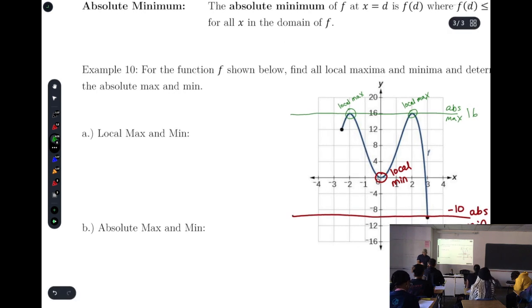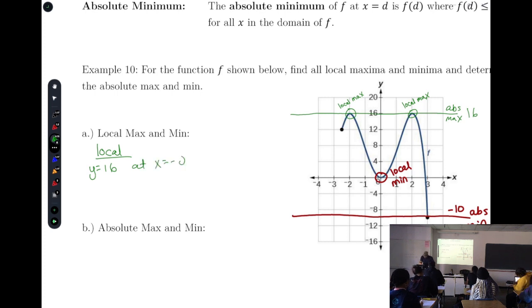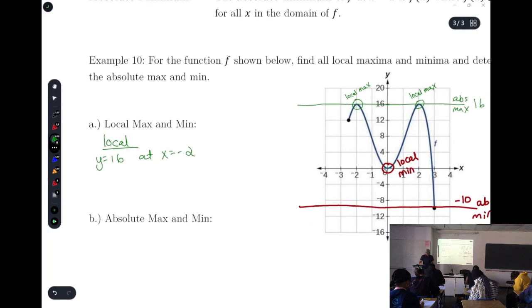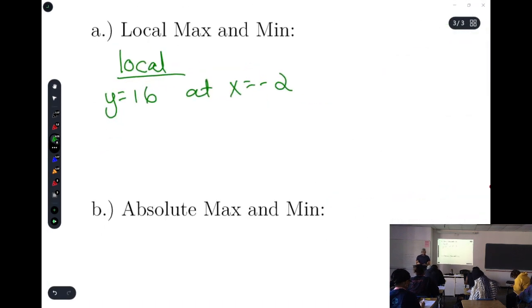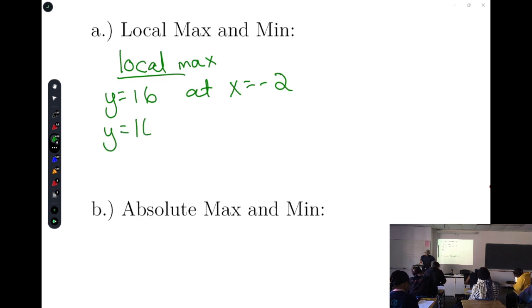Sweet. Okay, so let's do green. Where's the first local max you see? So the local max is y equals 16 at x equals negative 2. I know that's not a way we like to write our answers, but that's the local max. There's also another one, right? Y equals 16 at x equals 2.